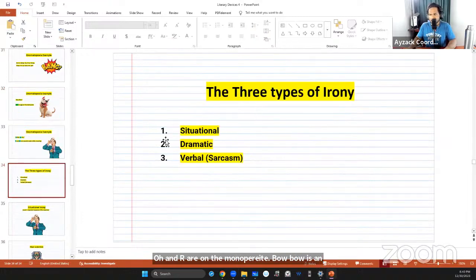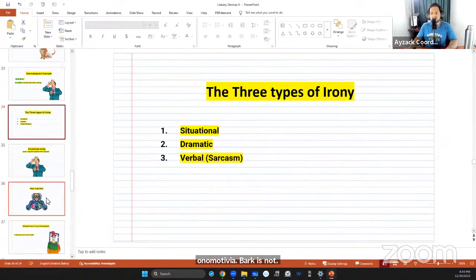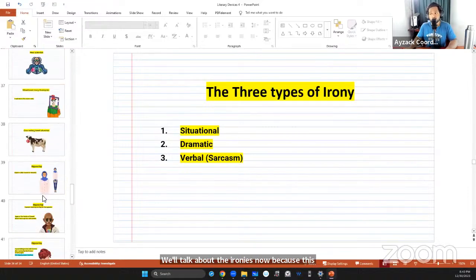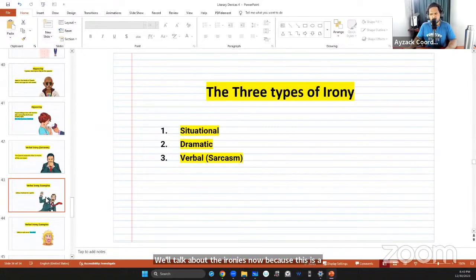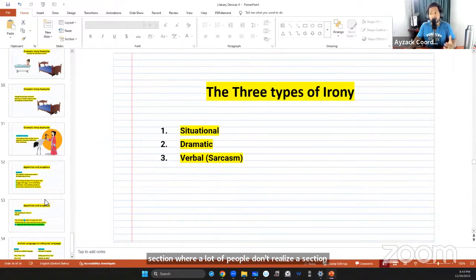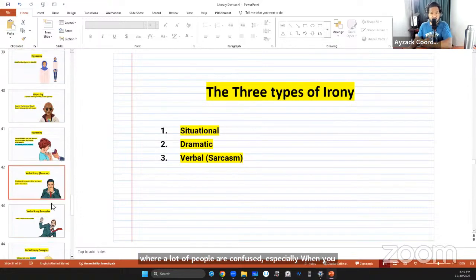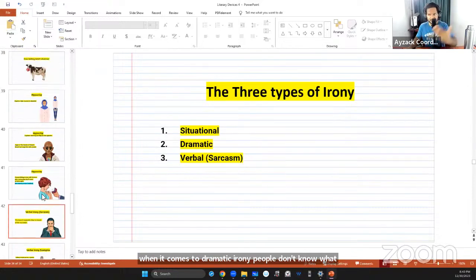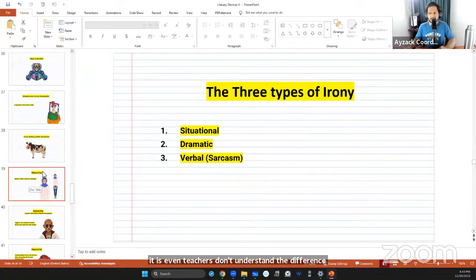We'll talk about the ironies now, because this is a section where a lot of people are confused, especially when it comes to dramatic irony. People don't know what it is. Even teachers don't understand the difference between the three ironies. I will explain them to you guys right now, okay?